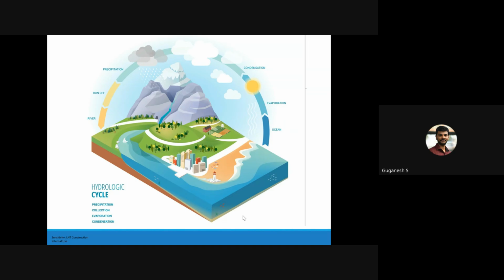So this is the representation of the hydrologic cycle, where the water is transported from ocean to atmosphere through evaporation, and then the condensation process. And a major part of the water cycle is precipitation, where it falls back onto the terrain, and from there it converts into runoff, and then it flows through rivers, and again the cycle continues. So simulating these water components is the major part of hydrologic modeling.